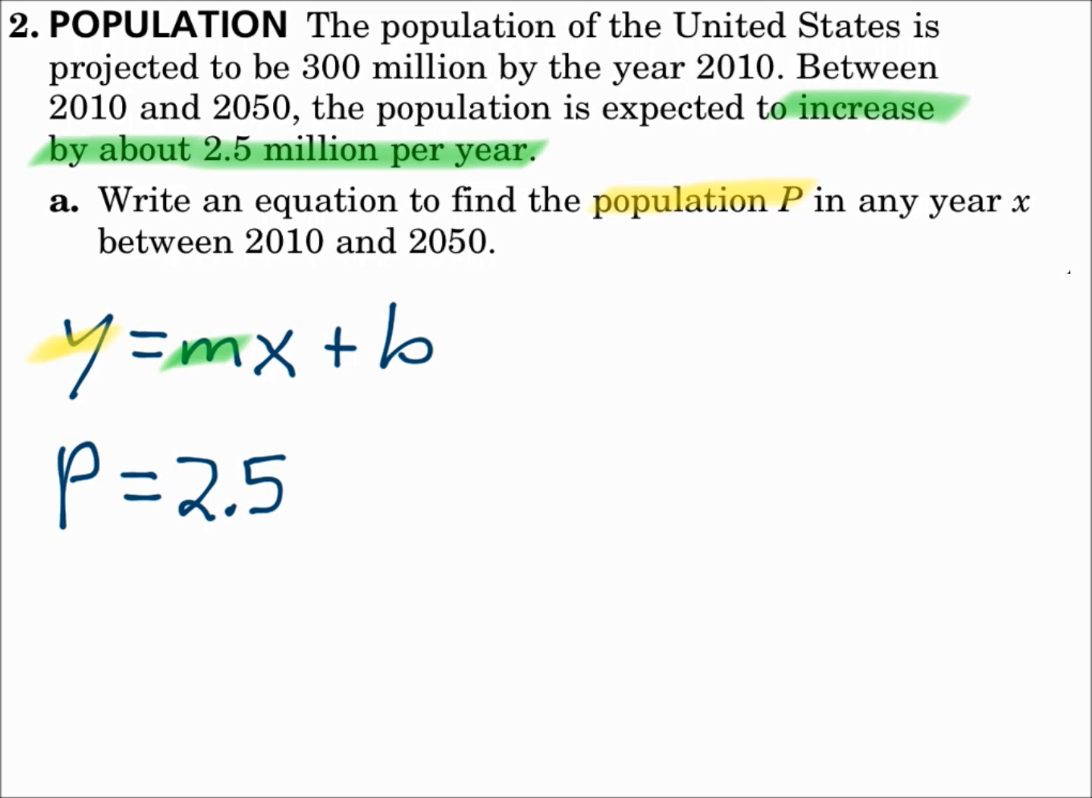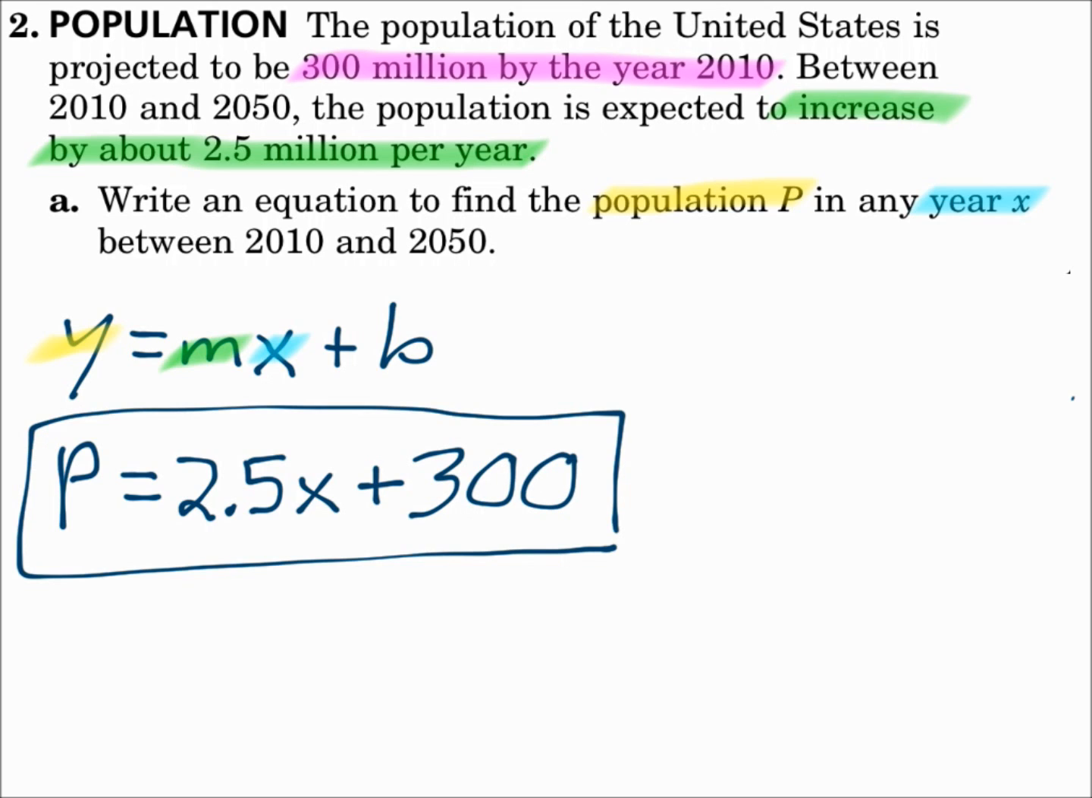X is the variable that works with M, and it's the repeating variable. The variable that repeats is all the years. The year X, and that will go for X. Plus, B is the number that occurs once. It's your starting number. And for this one, the starting number is 300 million. So put in all the variables and numbers in the correct spot, and that will be your equation.